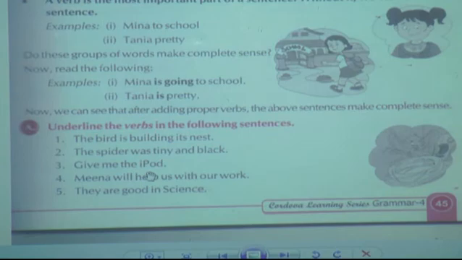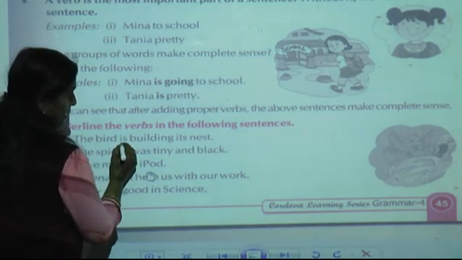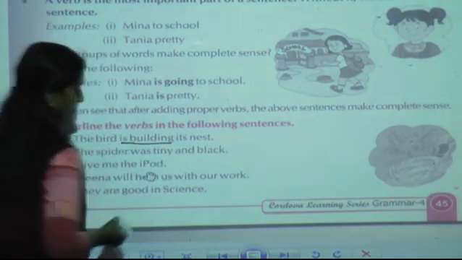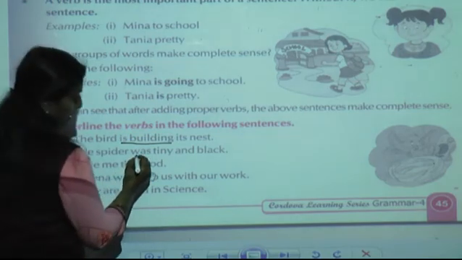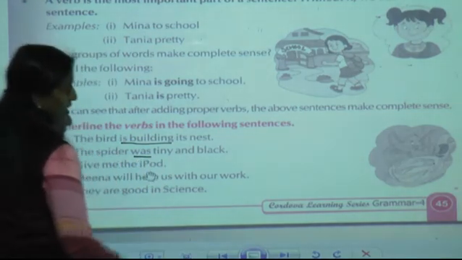First one is the bird is building its nest. So what is the verb over here? Yes, here 2 verbs are there. Is, building. Next, I will be very fast. The spider was tiny and black. How was the spider? Yes, tiny and black. So what is the verb over here? Was.